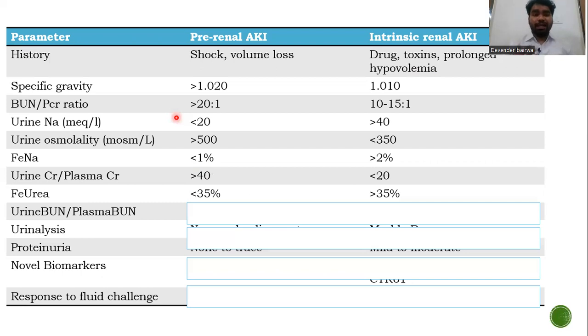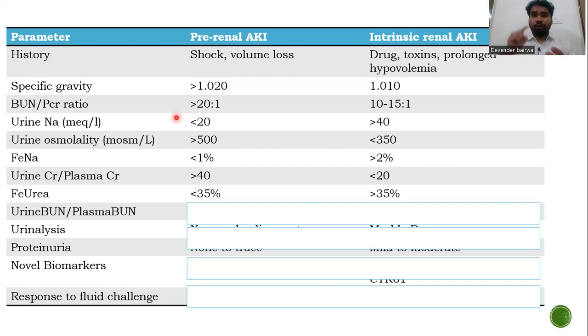Coming to fractional excretion of urea, it is reduced in case of your pre-renal AKI, less than 35%, and it is more than 35% in case of your intrinsic renal AKI. Now understand this. A patient who has to produce more concentrated urine.